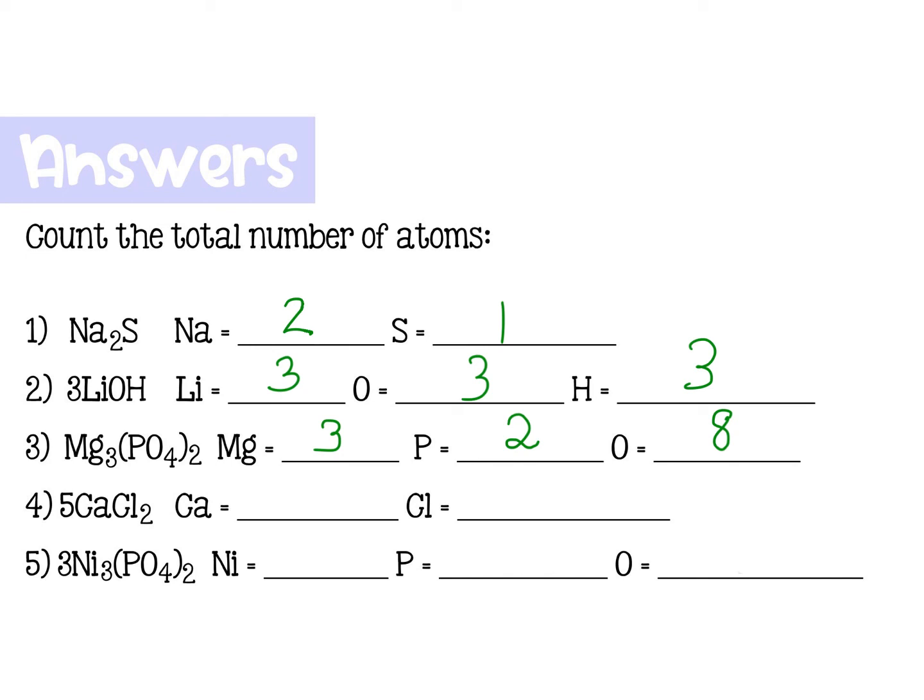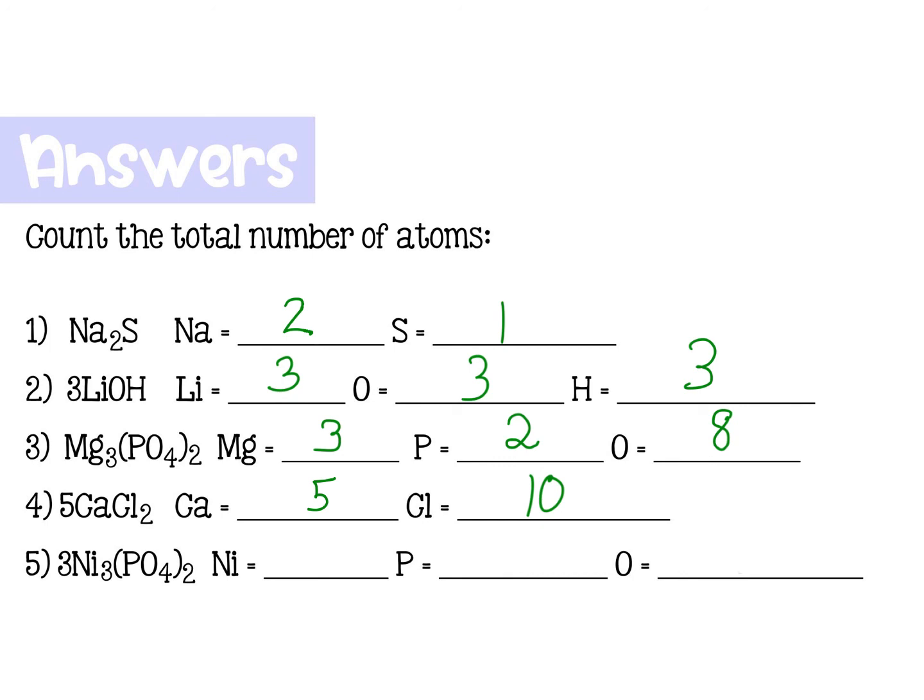Now let's look at number 4. There are 5 CaCl2s. Well, since there's no subscript on Ca, we're going to use 1, and 1 times 5 gives us 5. For the Cl2, there are 2 chlorine atoms multiplied by 5 molecules for a total of 10 chlorine atoms.